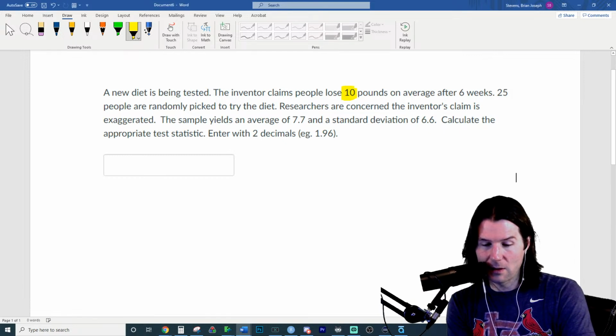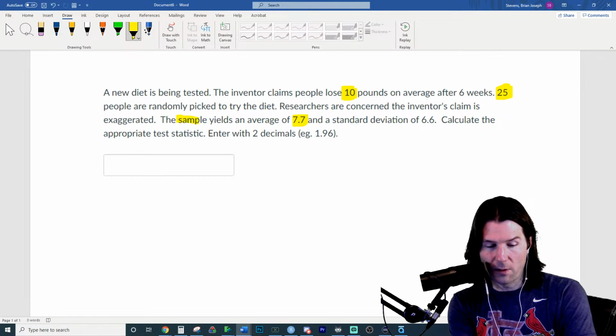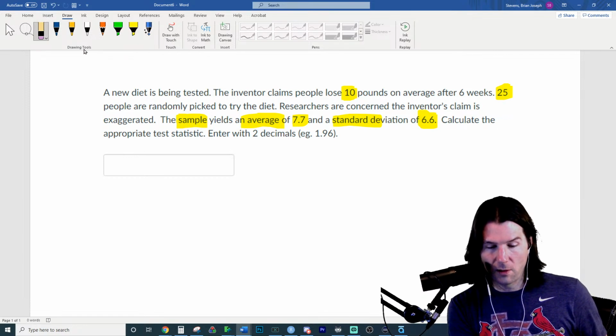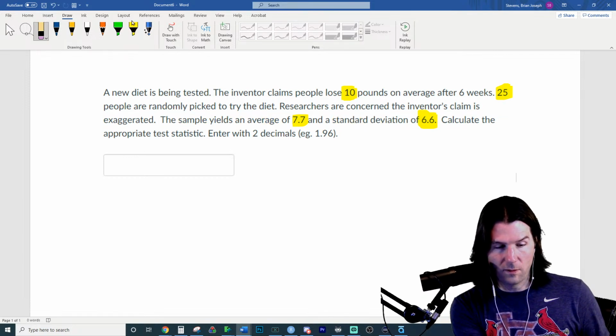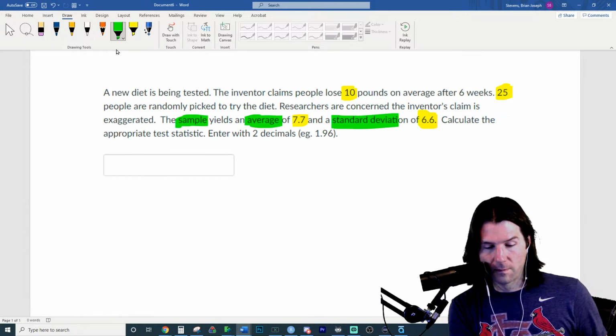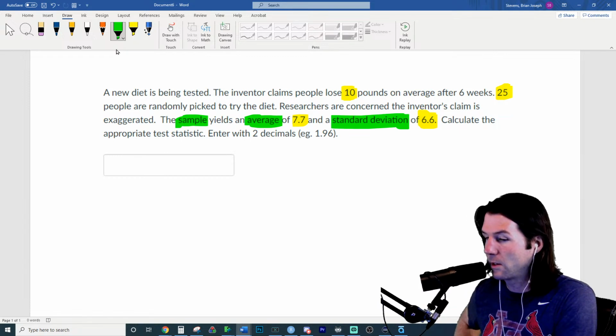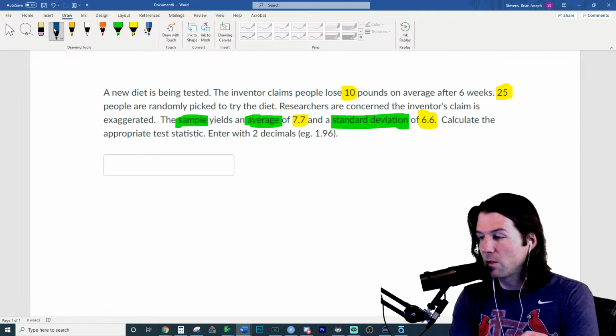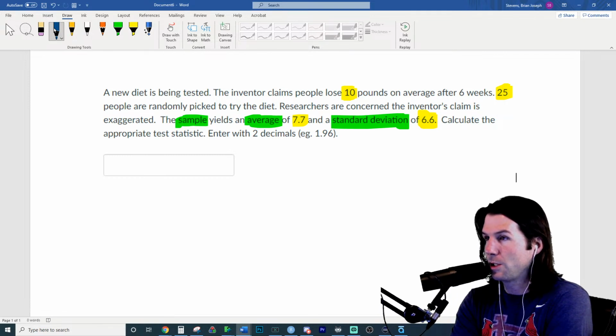They got this average of 6 weeks. I don't think that matters. 25 people are chosen randomly. I see sample. Those are keywords right there. Let's do this. Okay. So what do we see here? Okay, kind of got everything highlighted. Good way to go. So what is the notation in here? Does anyone know any notation? What notation do we have?